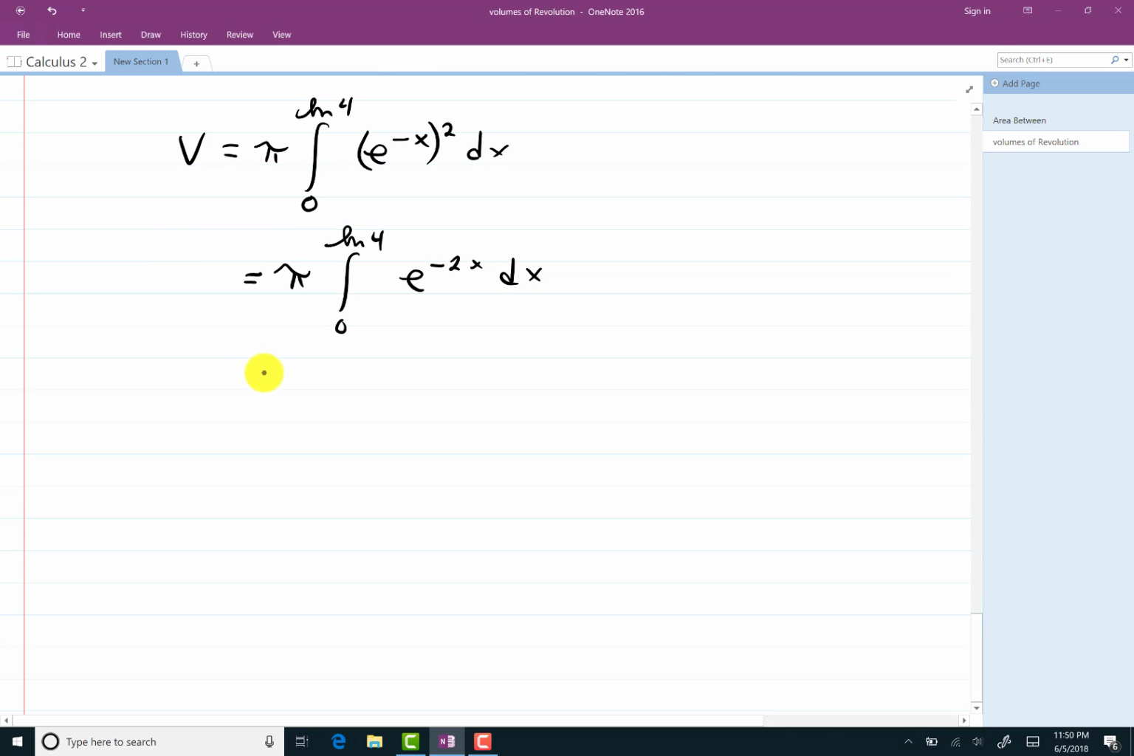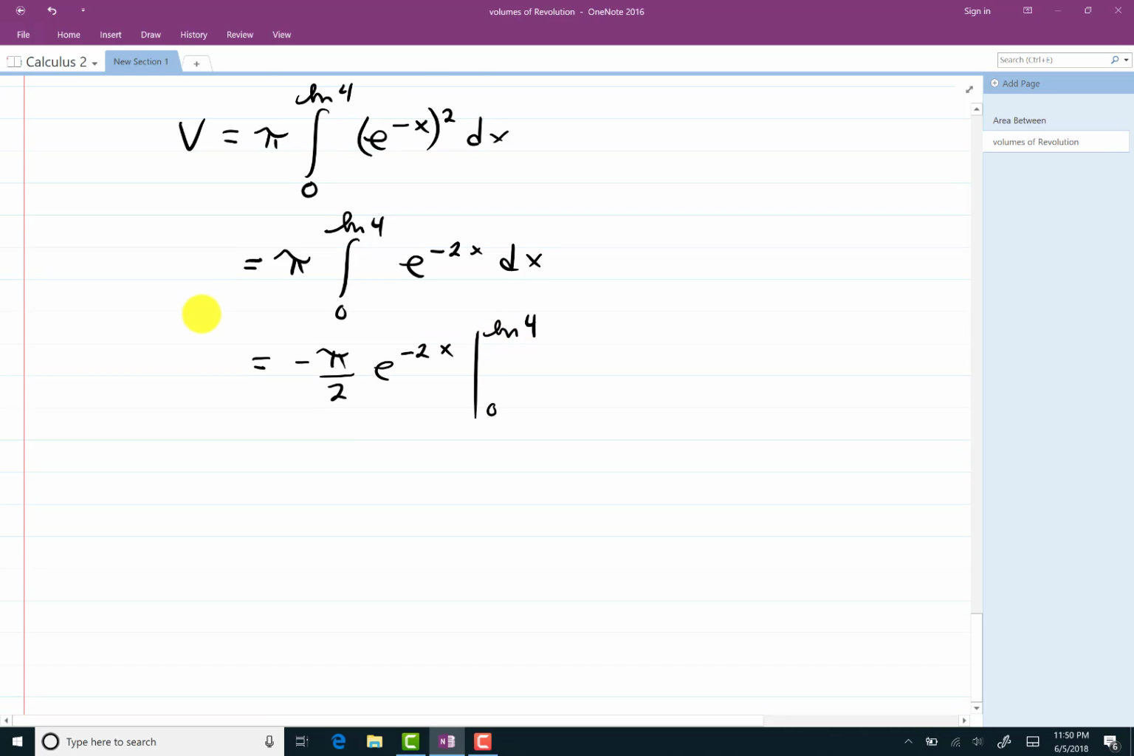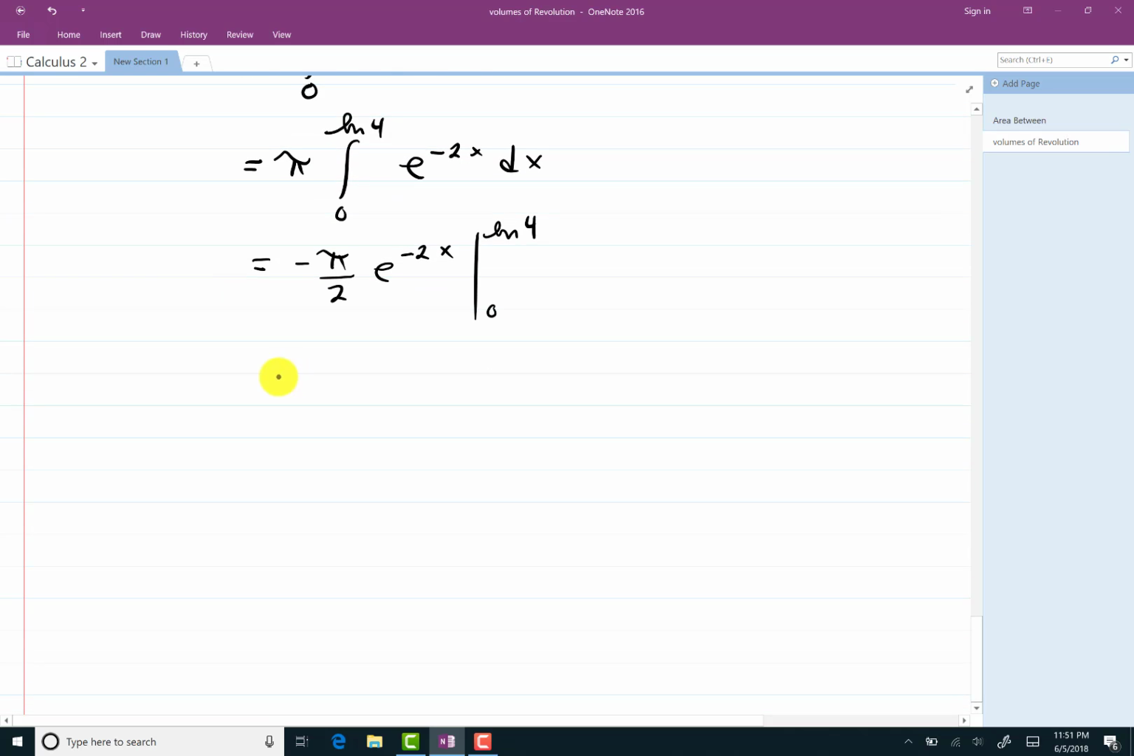And that equals negative pi over 2 e to the negative 2x, and we're going from 0 to ln of 4. And this equals negative pi over 2 times e to the negative 2 ln 4 minus negative pi over 2 e to the negative 2 times 0.